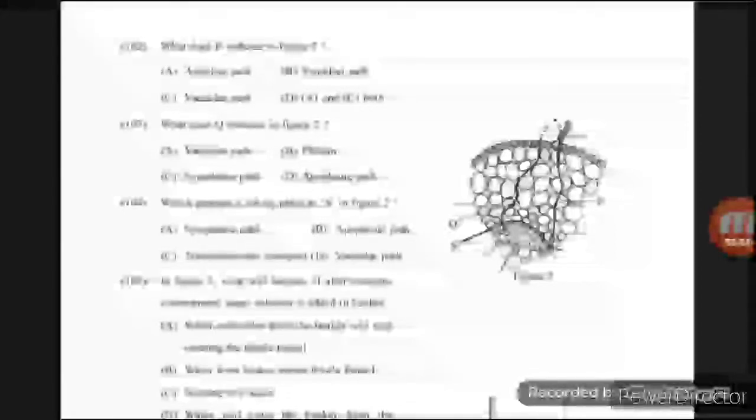In the 104th question, which process is taking place at S in figure 2? So the next one asks what is happening at S in figure 2. Is it the symplast pathway, apoplastic pathway, transmembrane transport, or vacuolar path? Which one is happening? You have to say here, they have given four options.